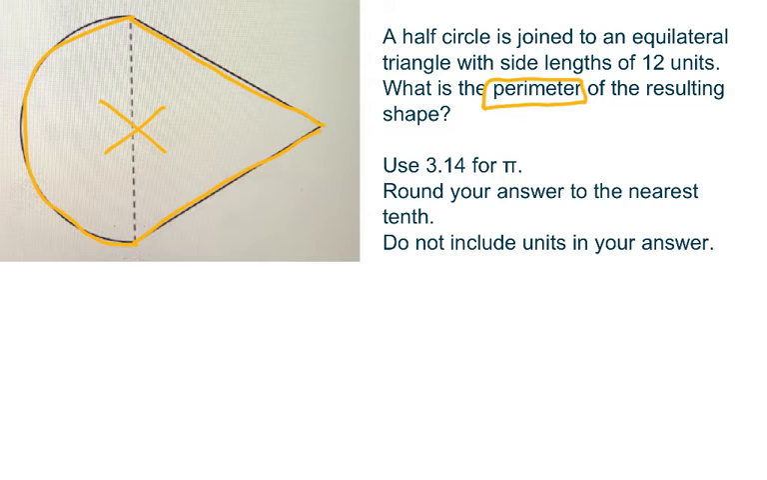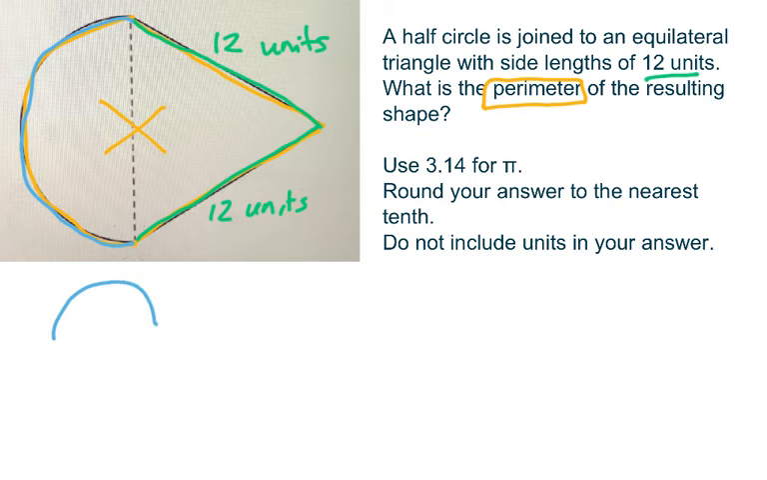I notice that the side lengths on the triangle are 12 units, so I can label this 12 units, and I can label this side length 12 units as well. So I've got part of the distance labeled, but I do need to find this other distance here. And as I look at the picture, I realized it's half of a circle. So if I start to look at it more as half of a circle, that allows me to use some formulas here. So I need half of the circumference formula.